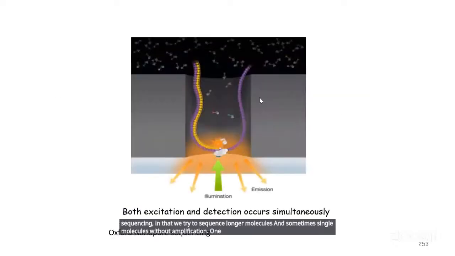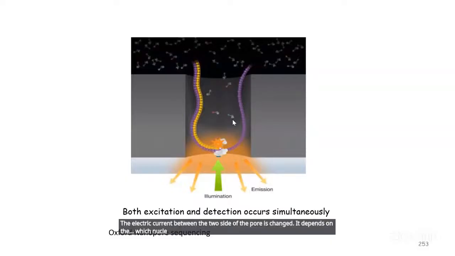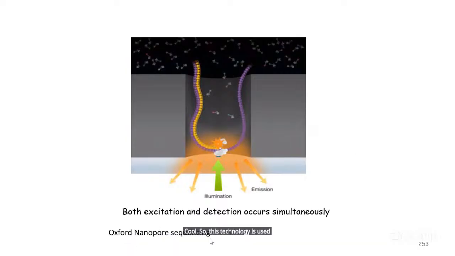One method is nanopore sequencing, in which the DNA is passed through a pore present in a membrane. While the DNA is passing through the pore, the electric current between the two sides of the pore is changed. It depends on which nucleotide is passing at that moment, A, T, G, or C. There will be a different change in the resistance of this hole. This technology is used by Oxford Nanopore sequencing. In this, we can sequence longer fragments, and we can use it without amplification.